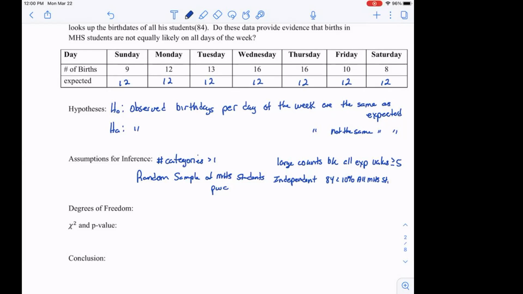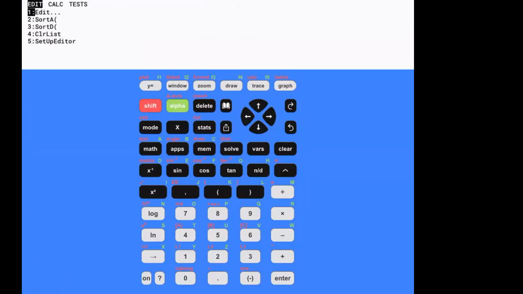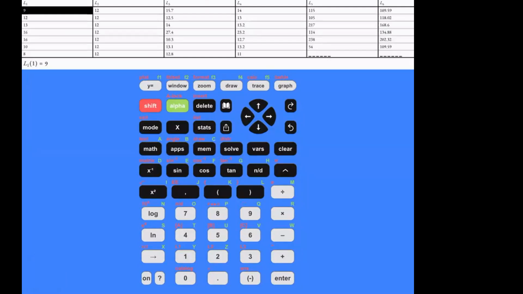What degrees of freedom are we going to use? Okay, so we're going to go with 7 minus 1, which is 6. Now we're going to come up with a chi-squared value and a p-value. Again, we can take time to enter this into your calculator if you want. I have it in my calculator already, I believe. But yep, there we go.